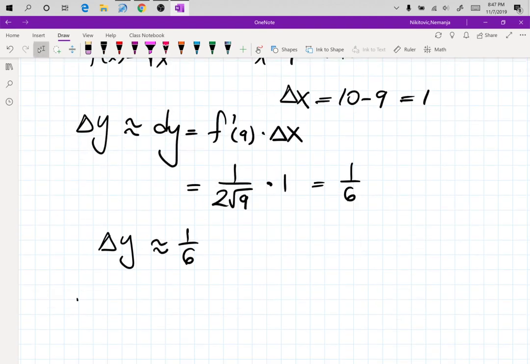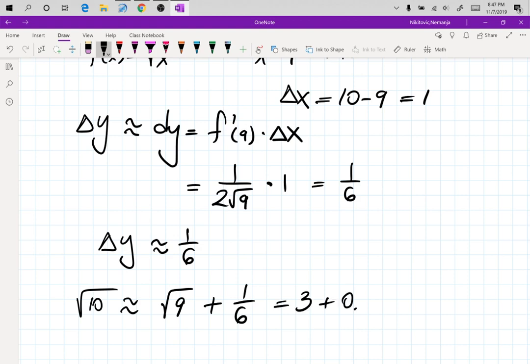So what is the square root of 10? The square root of 10 is approximately the square root of 9 plus 1 over 6. Okay? That's what it is. And how much is that? That's 3 plus 0.166, which is 3.166 going on.